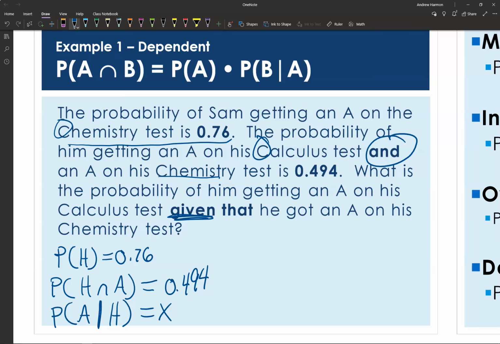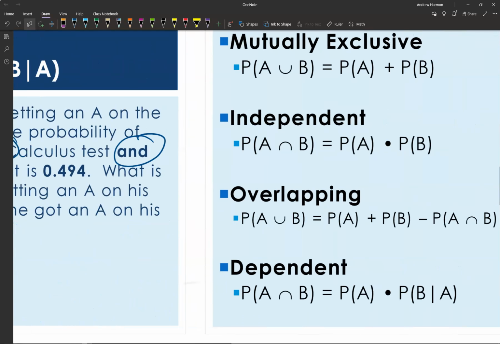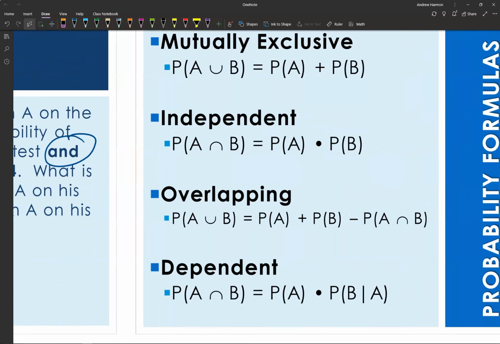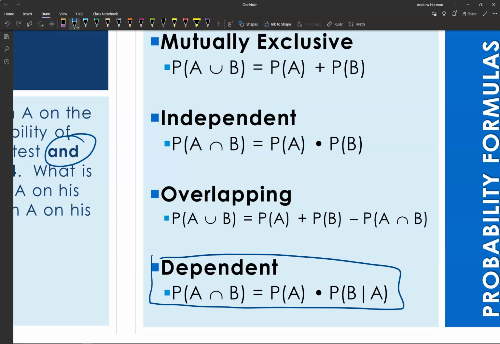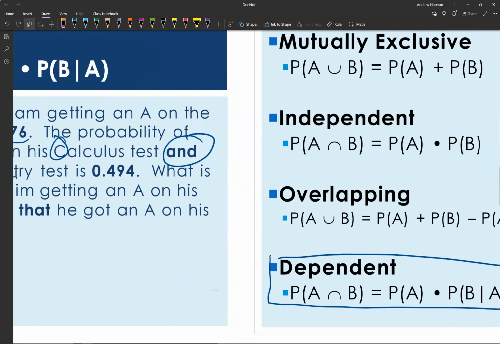So we go over to our formulas here, and if we look at each of those formulas, the only one that has a formula with given in it is this dependent formula. So that's the one we're going to use. So we're going to put our numbers into that formula.